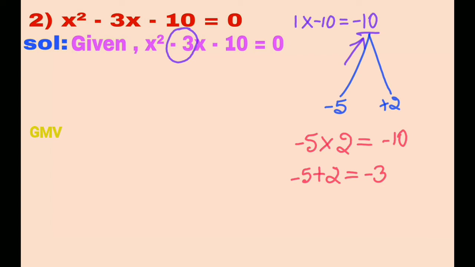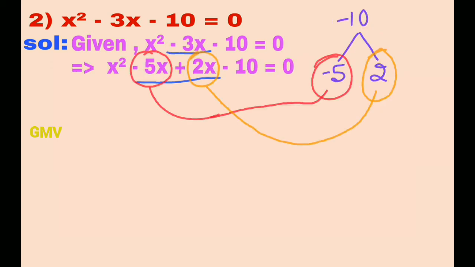If we choose minus 5 and plus 2, then their product is minus 10 and their sum will give minus 3. So minus 5 and 2 are the required numbers. In the next step, write x square as it is and minus 3x has to be split up into minus 5x plus 2x. Now write minus 10 as it is, equal to 0.